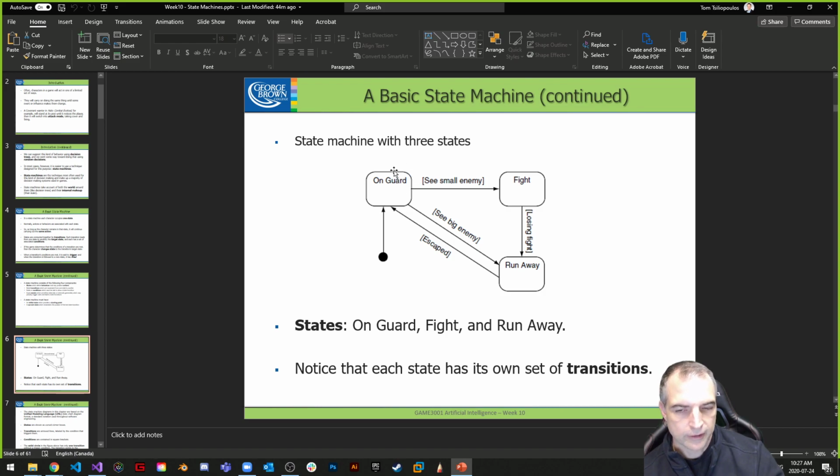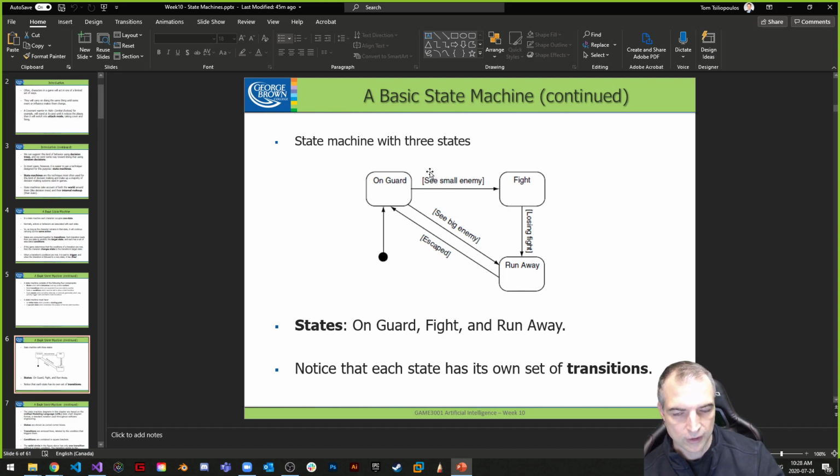The condition that triggers the transition between being on guard and fighting is seeing the enemy. Okay? The condition that triggers being on guard to running away is seeing a big enemy. A big enemy and a small enemy. A big enemy would be a more powerful enemy than the guard. Seeing a small enemy is seeing a less powerful enemy than the guard. Now this is how the transition happens, or the condition can be triggered.